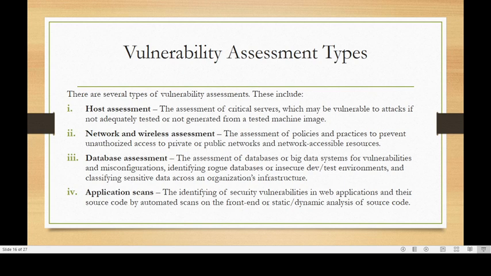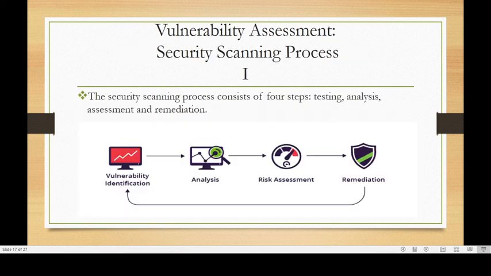There are several types of vulnerability assessments. For the purposes of this presentation, we have highlighted host assessment, network wireless assessment, database assessment, and application scans, inter alia. The security scanning process consists of four steps. We've got testing, analysis, risk assessment, and remediation.